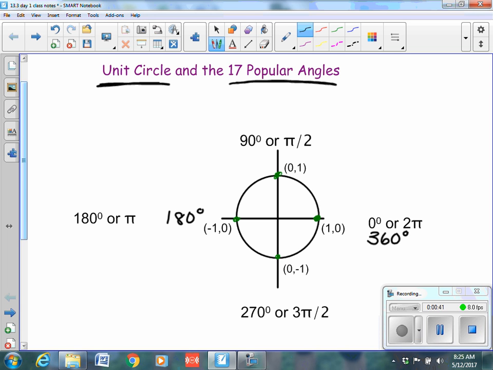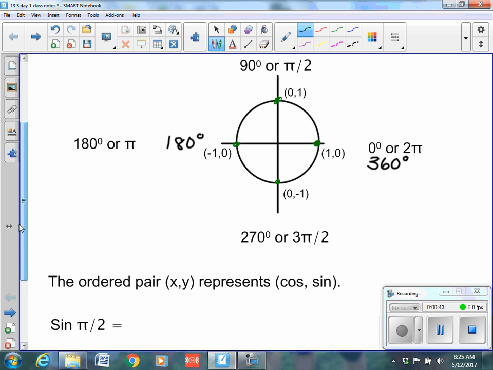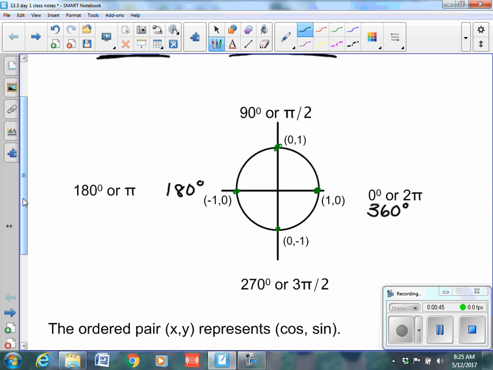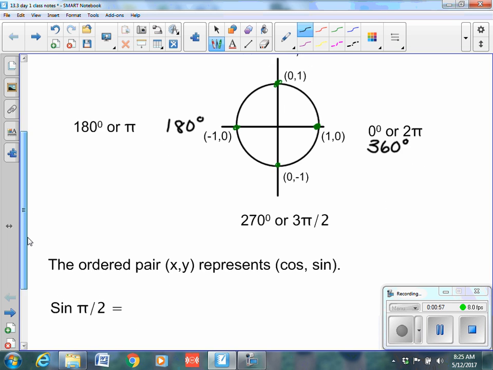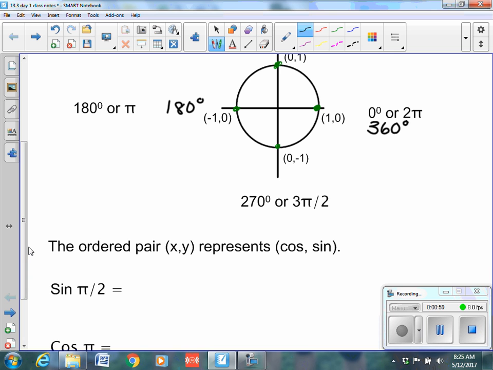So if they asked you what the sine or cosine is, you're going to label this 1, 0 on the unit circle, because this is a circle. This is called 0, 1. This is a negative 1, 0, and this right there is 0, negative 1. If they asked you the ordered pair, the x, y right here is the cosine and the sine of those angles.